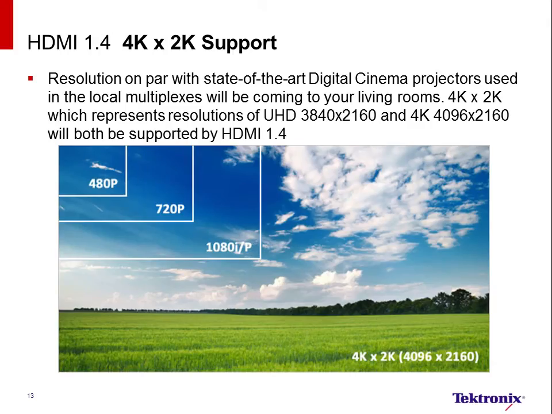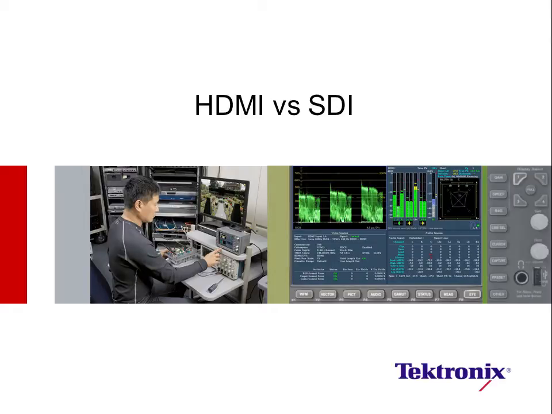HDMI 1.4 also provided for both UHD and 4K resolutions at 30 Hertz and below. This is in keeping up with the higher and higher requirements of consumers wanting higher and higher resolutions available in their living rooms. Now let's take a look at how HDMI compares to SDI.